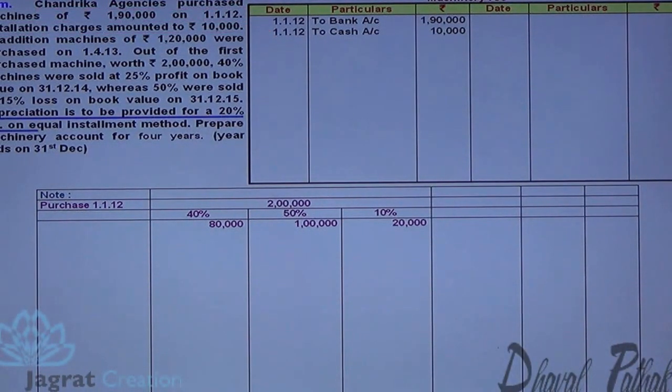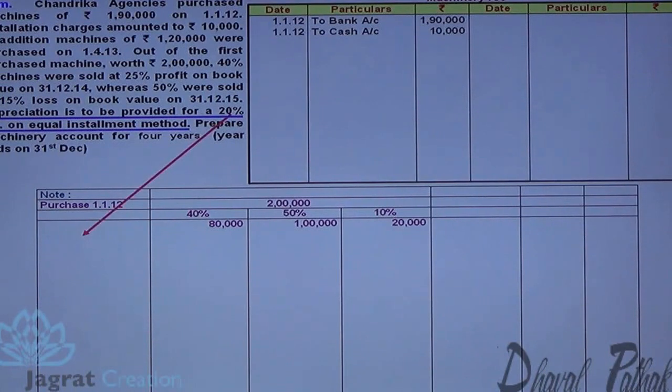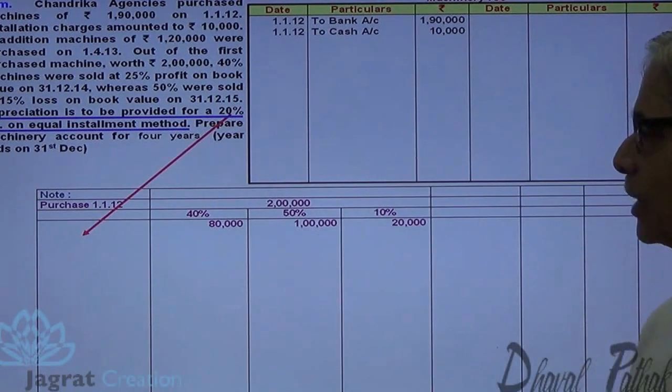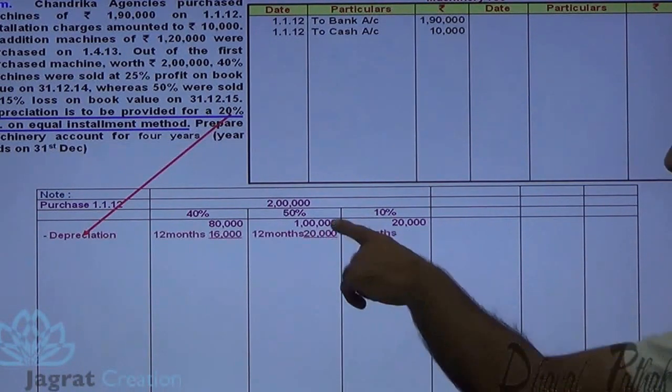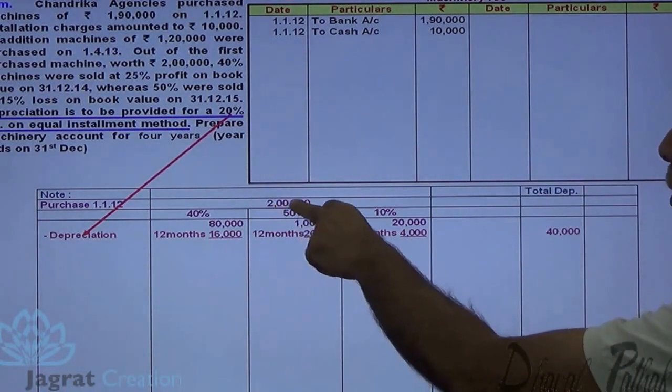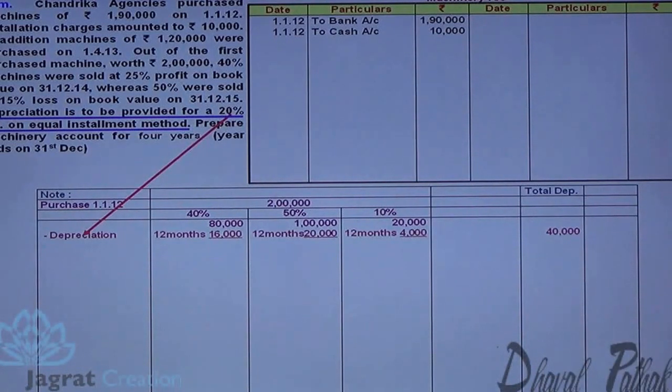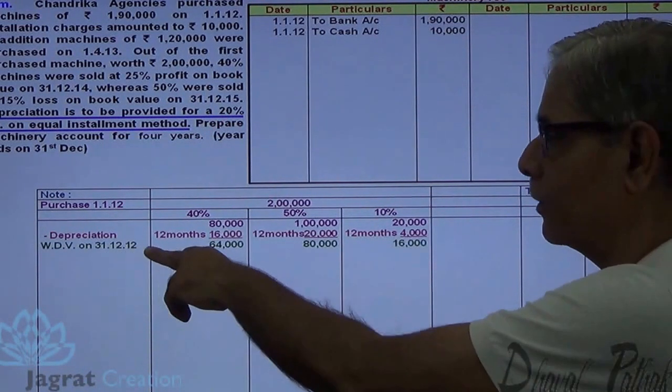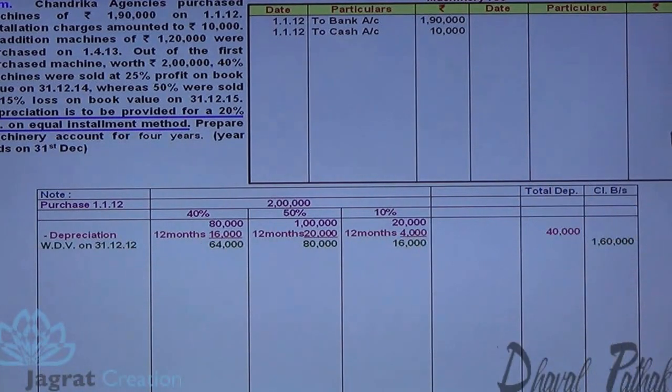So now I am required to provide depreciation at the rate of 20%. 80,000 into 20%, 16,000. 1 lakh into 20%, 20,000. 20,000 into 20%, 4,000. Total depreciation 2 lakh into 20%, 40,000. After recording this depreciation, I'll find out the closing balance as on 31st of December 2012. So closing balance will be 60,000. So depreciation and closing balance is worked out in working note.